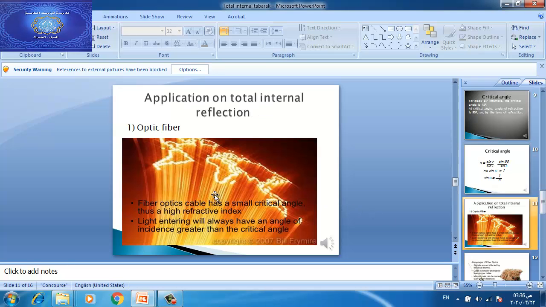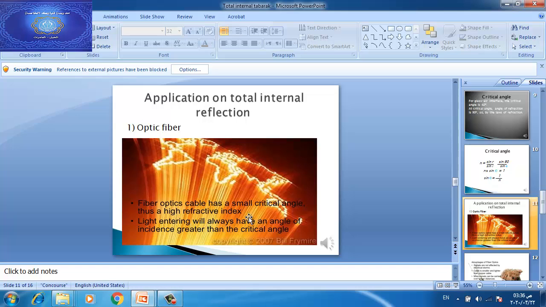Now we will discuss some applications of total internal reflection. Total internal reflection has many applications. First one, optic fiber. Optic fibers are cables made from plastic or glass. Optic fiber has a very small critical angle, so its refractive index is very high.